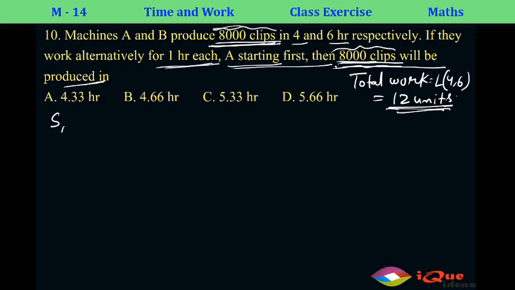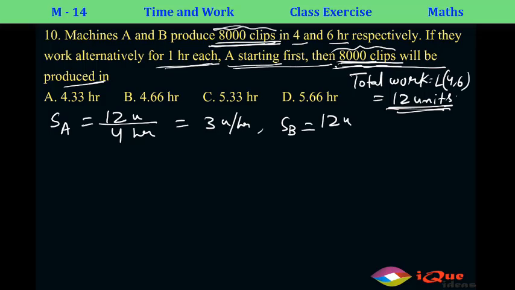That means the speed of A will be equal to 12 units total work divided by time taken by A, which is 4 hours. So it will be 3 units per hour. And the speed of B will be 12 units total work divided by 6 hours. So it is 2 units per hour. Now we have speed of A and speed of B.